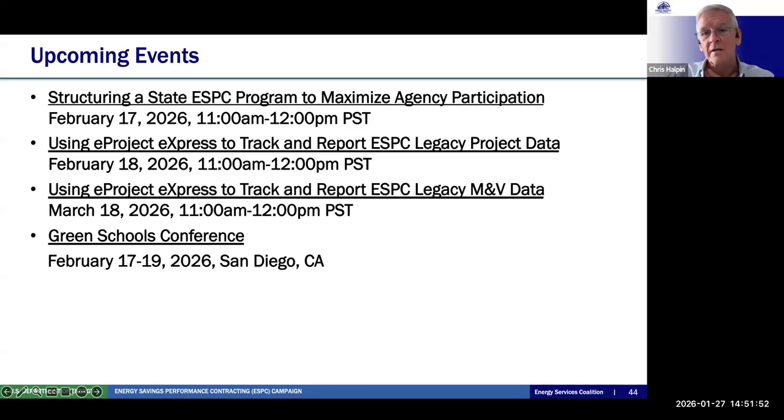eProject Express, that DOE, again, run by LBNL, Lawrence Berkeley National Lab, put together this software that allows you and your ESCO to upload every piece of documentation for your project into this cloud-based, password-protected, encrypted database that's completely safe, and you don't have to depend on whether your employees who may leave and you can't get the information off their laptop, or the ESCO project developer leaves, or whatever. You can put all your information into this database, and it's a fantastic tool, absolutely.